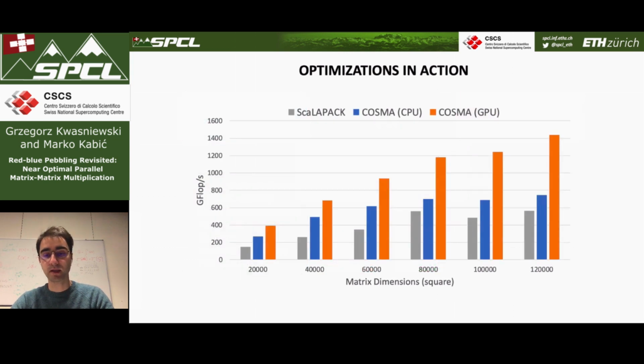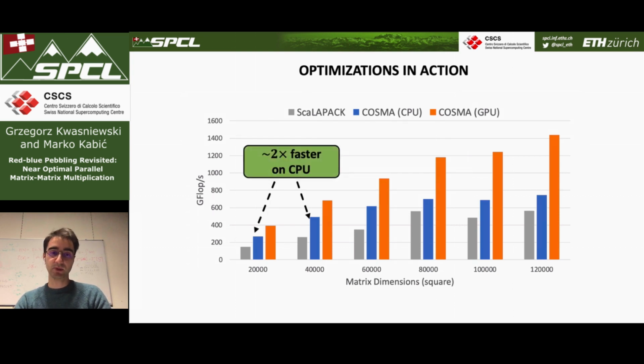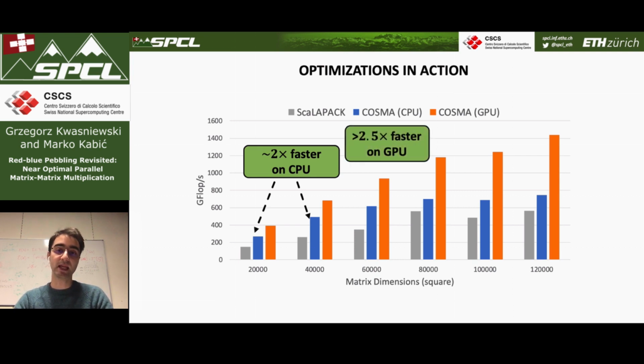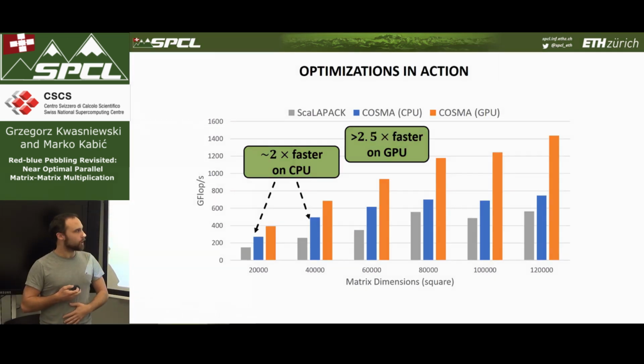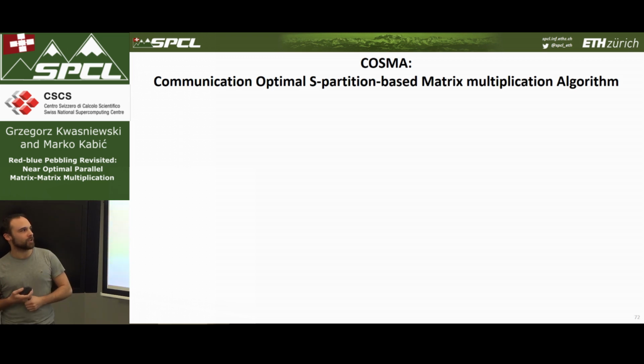However, our benchmarks show that COSMA outperforms ScaLAPACK on both CPU and GPU. On CPU, it's up to 2 times faster, and on GPU, it's more than 2.5 times faster, even with the ScaLAPACK layout. Okay, so to sum up: COSMA, a communication-optimal, S-partition-based matrix multiplication algorithm.